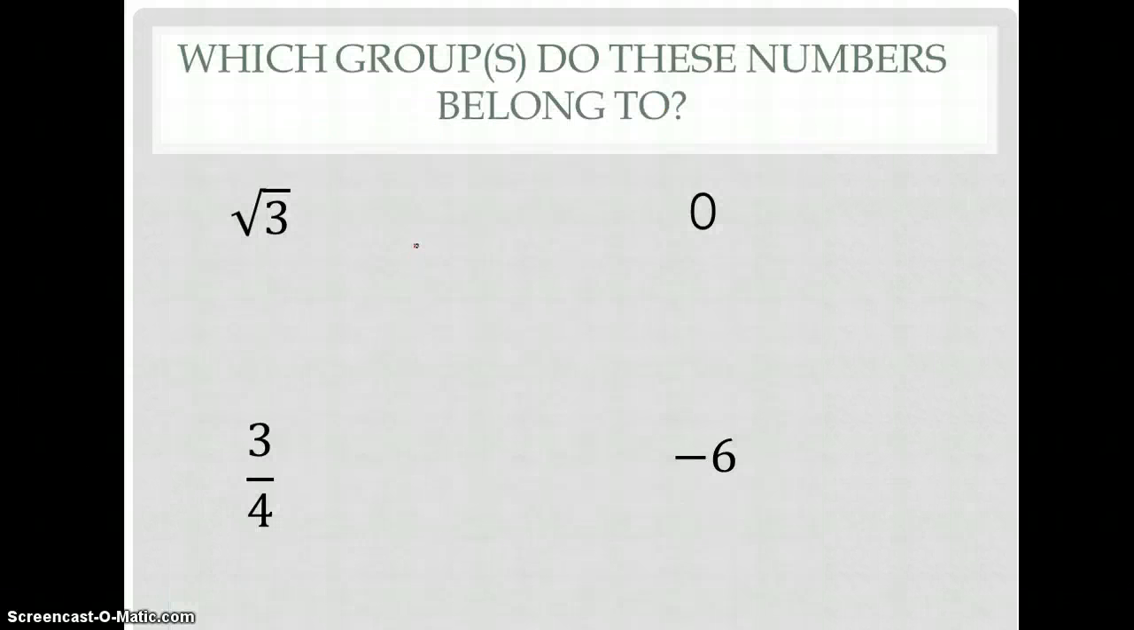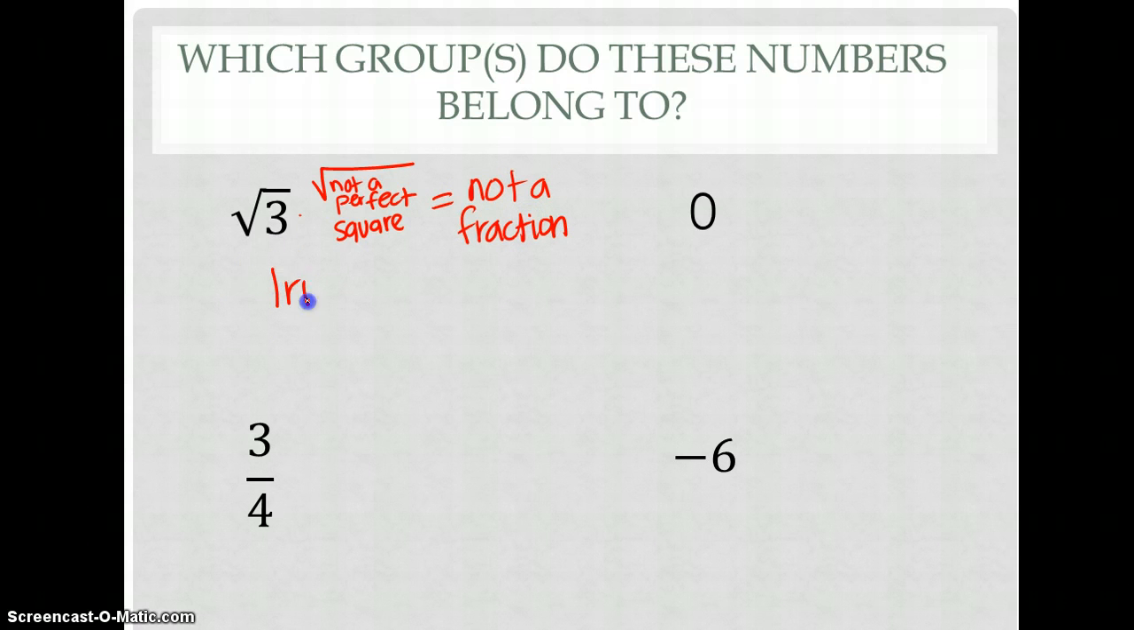So which group do these numbers belong to? I'll do a couple of them here, and then I'm going to leave a couple for you. Square root of 3: what we said is this is the square root of a number that is not a perfect square. Square root of 3 does not work out evenly. If you use your calculator, you'd get a nice long decimal. That means it cannot be written as a fraction, so the group that it belongs to is just irrational. So when categorizing, you might want to ask yourself, is it rational or is it irrational?